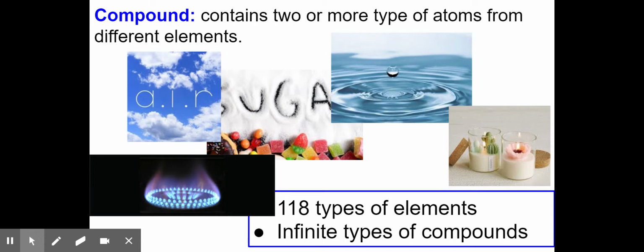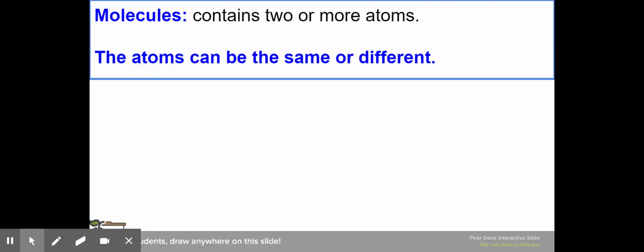A compound contains two or more different kinds of atoms. They didn't just simply mix up, they form a chemical bond in between. Because of the chemical bond, we have infinite kinds of compounds that we use every day. Also, there is another word called molecules. Some students get confused about these two words. Basically, a molecule contains two or more atoms.